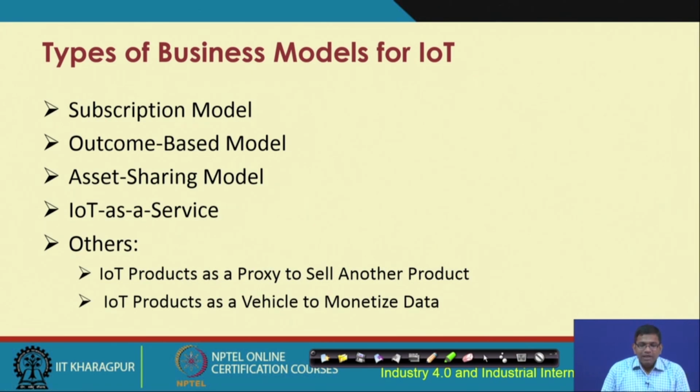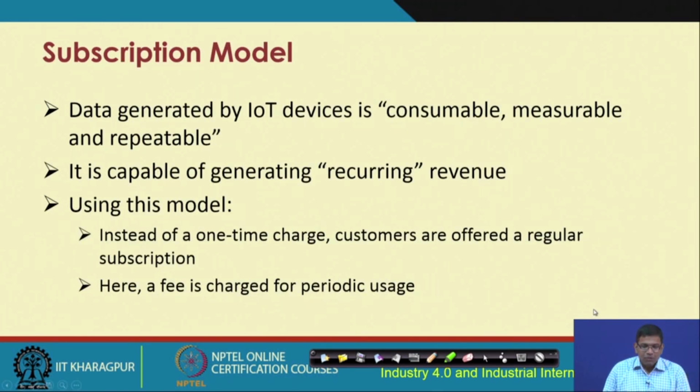So, there are different business models for IoT. The first one that we should understand is the subscription model. We will go through what it means. After the subscription model, the next ones are the outcome based model, the asset sharing model, and IoT as a service. Plus, I am also going to go through some of the other types of models that are there in the literature for use in IoT. The first one is the subscription model for IoT.